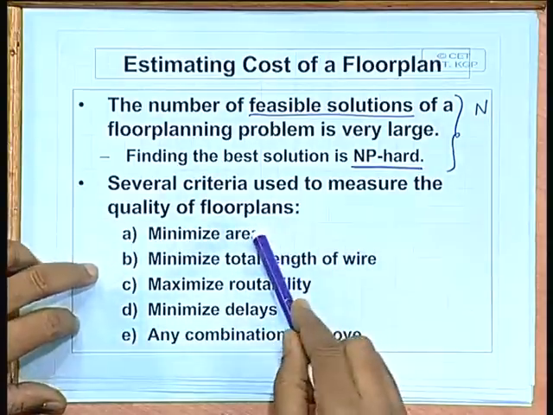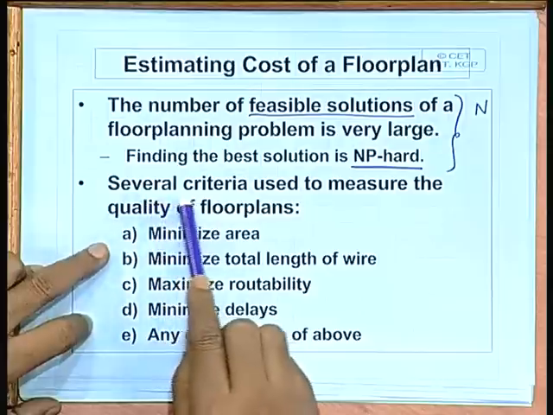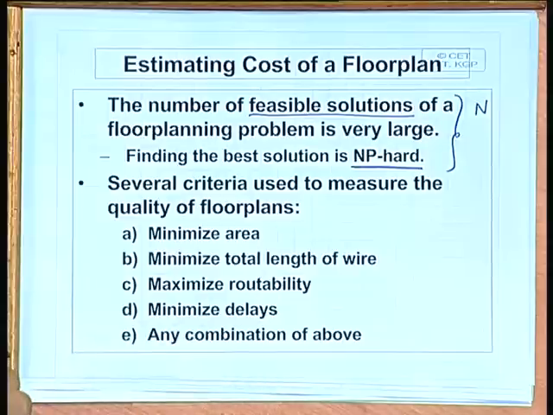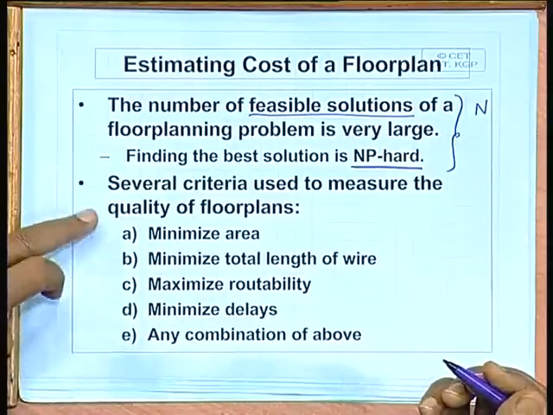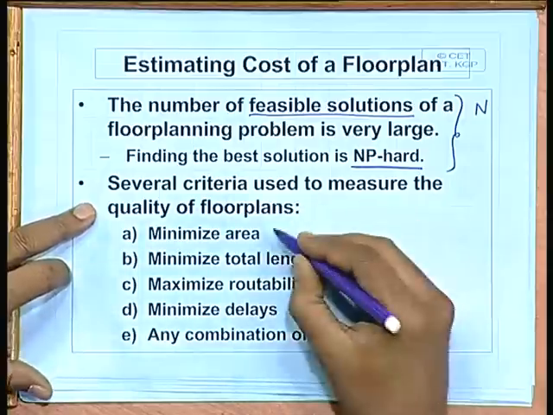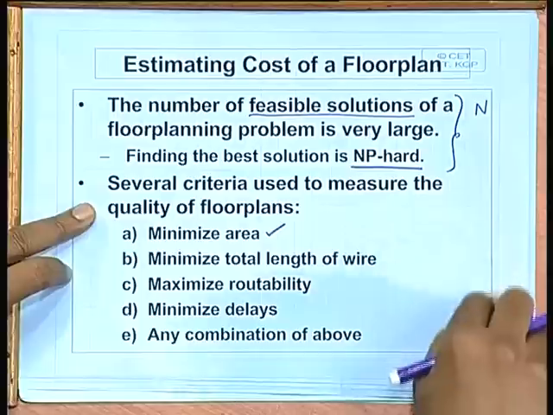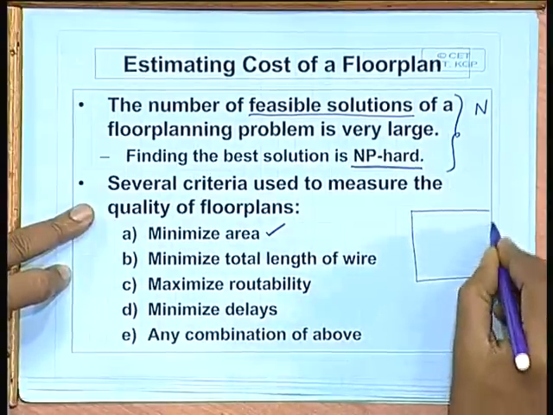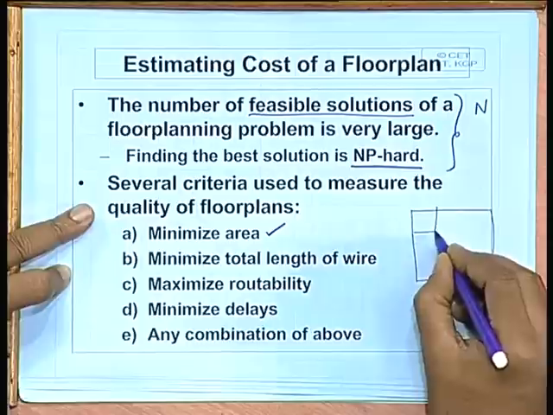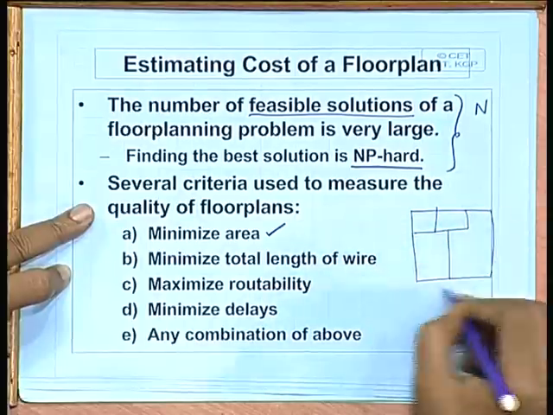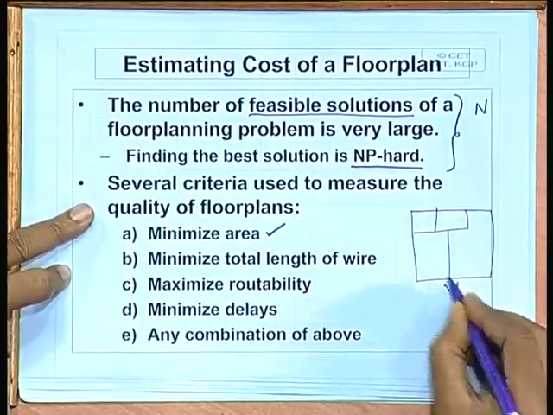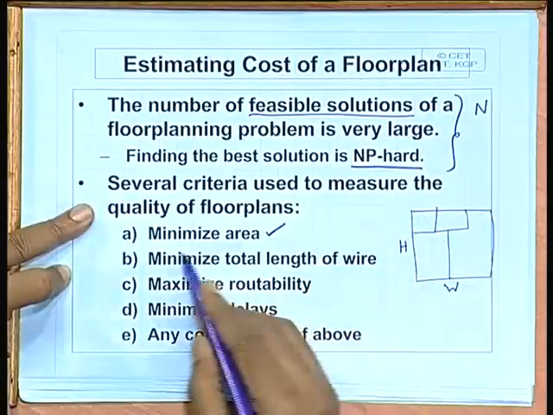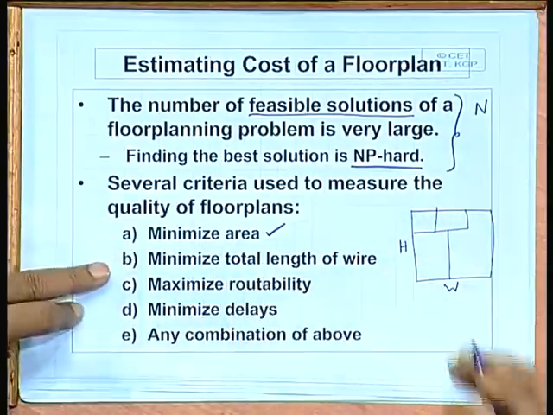And in fact, we talked about area and interconnection, but there are several criteria which are used to evaluate the quality of a floor plan. Of course, the most important is to minimize the total area. Say I have a rectangular region, I will be creating a floor plan. So, I will have to find out what is the total width and what is the total height of this rectangular bounding box I require, that is the estimate of the total area.